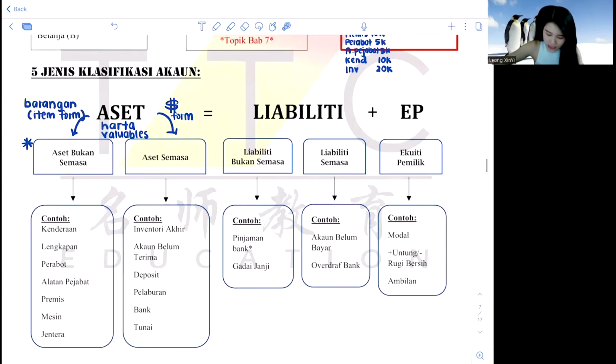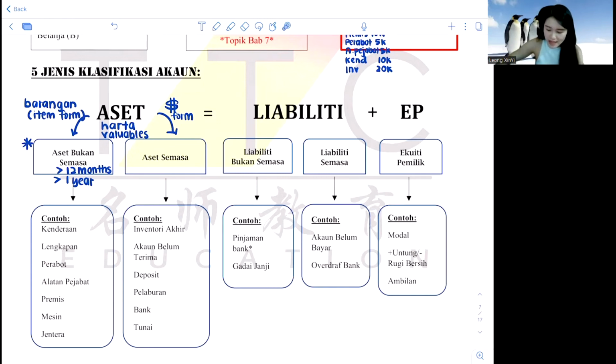Depending on their name, you can see bukan semasa means not temporary. If it's not temporary, we intend to use it for a long-term period. So what do we consider as a long period of time? That would be more than 12 months, or more than 1 year. Both are acceptable because 1 year is 12 months, so see which one you prefer. Asset bukan semasa, we will use for more than 12 months, more than 1 year, and usually their prices are not cheap. They are considered expensive.